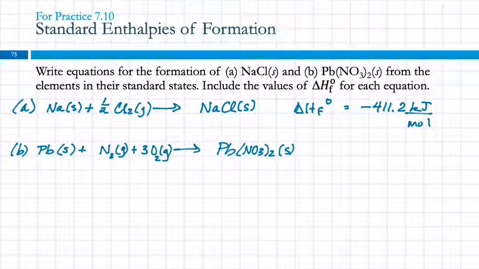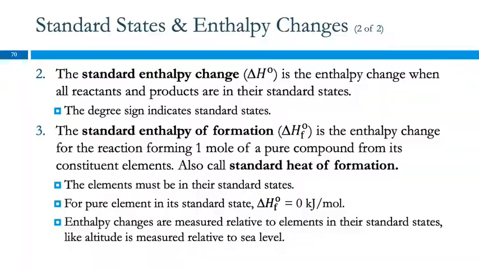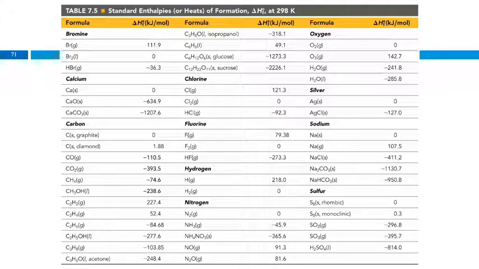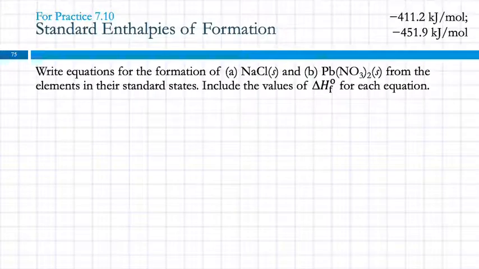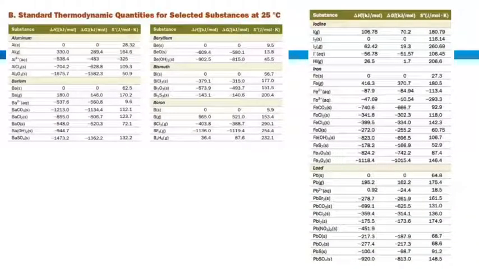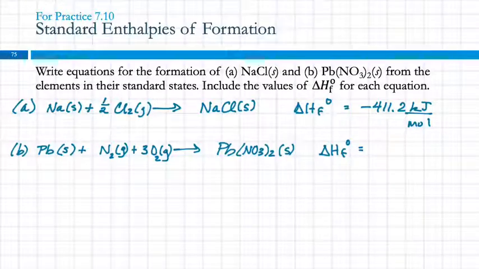And then it wants us to include the value of delta H. Well, we have to look that up. So this table doesn't have it, right? There's no lead listed there. So this is Appendix B, Standard Thermodynamic Quantities for Selected Substances. And so we can go to this one and go over here. The pointer doesn't work. Here is Pb(NO3)2. And that first column is delta Hf, and so this is minus 451.9. I go to the table and I look it up. Minus 451.9, is that what it was? My short-term memory.